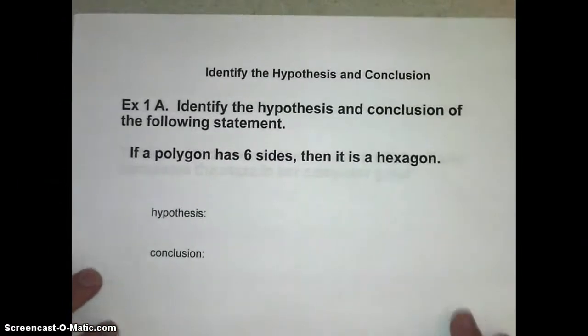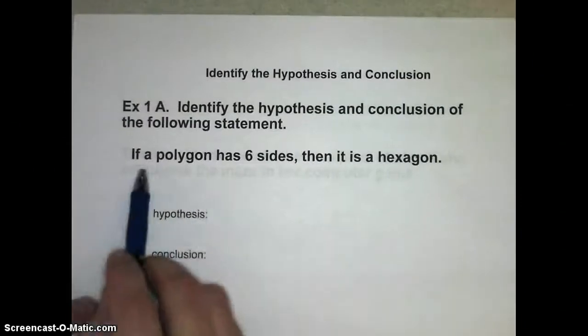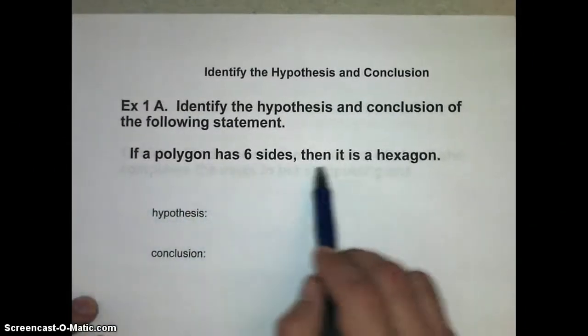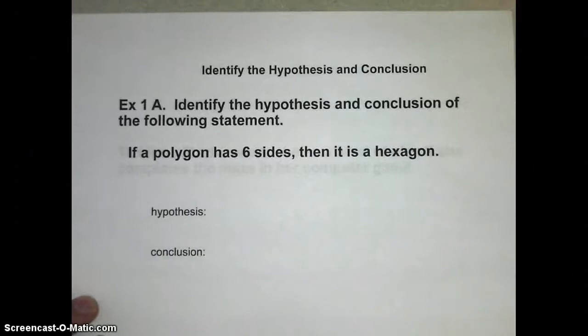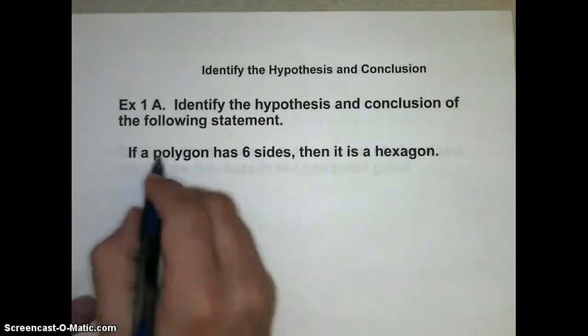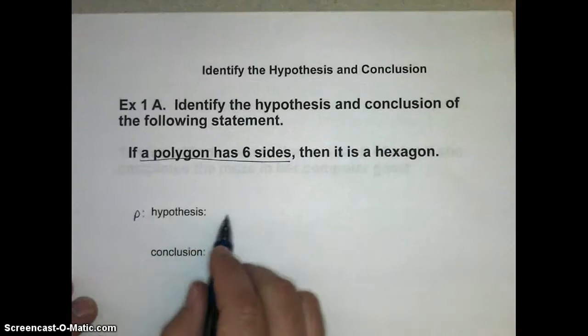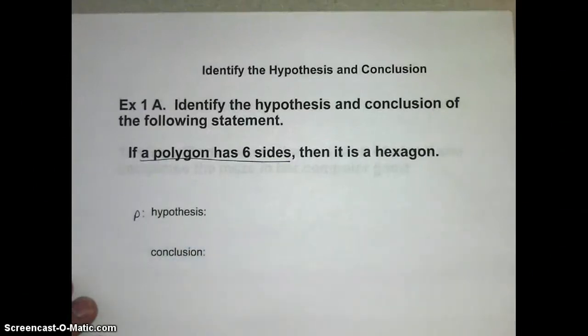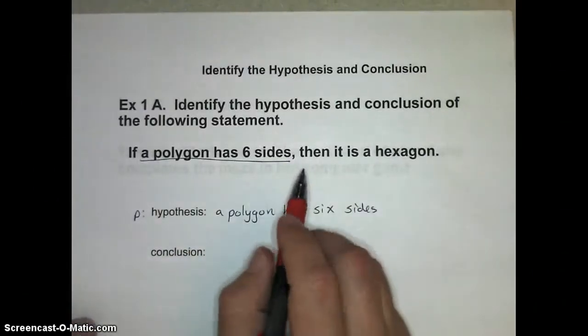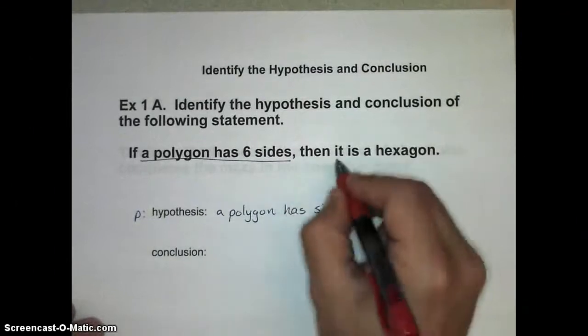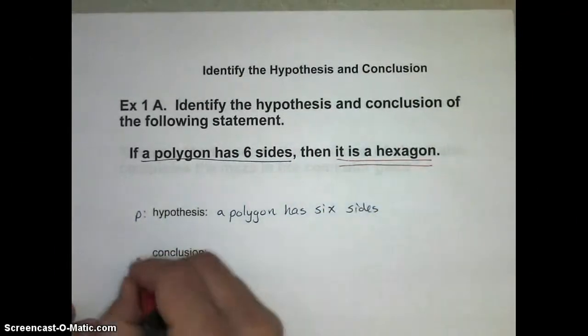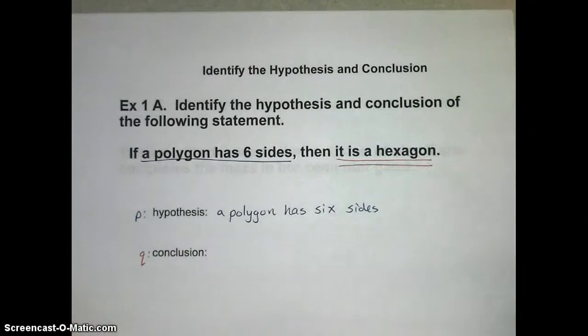So let's start by identifying hypothesis and conclusion of a conditional statement. We have our conditional statement: if a polygon has 6 sides, then it is a hexagon. Remember, hypothesis, part P, follows the word if. There's if, and so our hypothesis is a polygon has 6 sides. So write hypothesis, a polygon has 6 sides. Then the conclusion is the word or the phrase that follows the word then. It is a hexagon, then is our part Q, the conclusion.